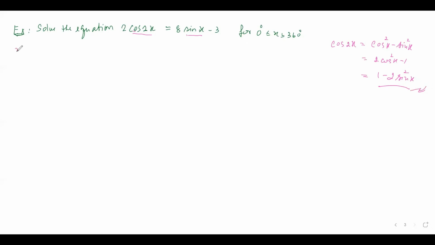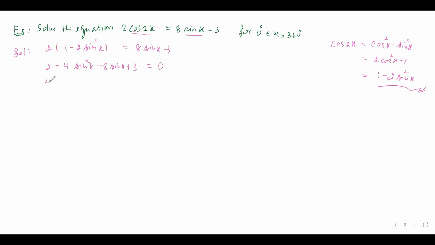So I write down the solution. It becomes 2 times (1 minus 2 sin squared x), right? Equal to 8 sin x minus 3. Then simplify this, expand it: 2 times 1 minus 4 sin squared x. And then this one I move to the left hand side right away because I can simplify, right? Okay, now we move it and it becomes minus 8 sin x plus 3 equal to 0.